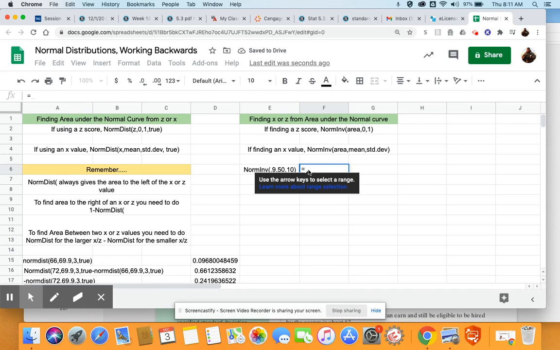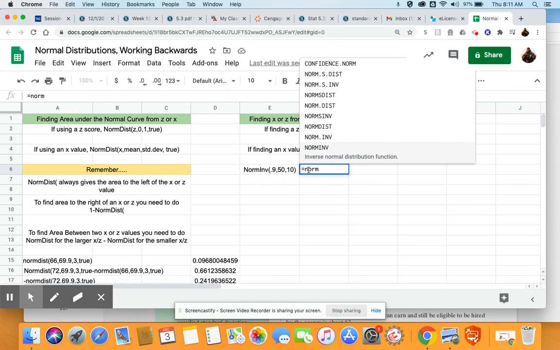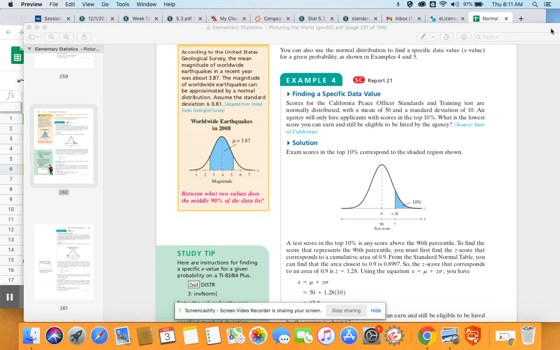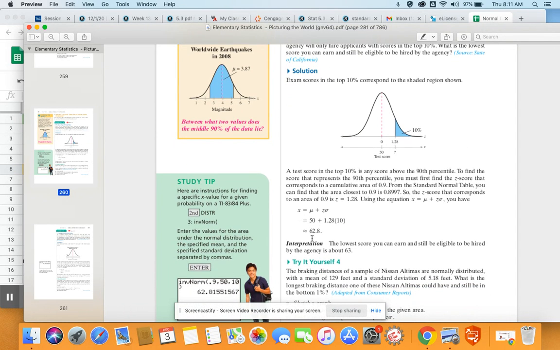Now we're just going to add the equal sign so that it knows it's an equation. Normal inverse, and you'll see it pops up here. 0.9 for our area, 50 for our mean, 10 for our standard deviation. And it tells us the lowest score you could achieve is 62.815. And we'll take a look here. They say approximately 62.8. This was a case where they had already given you the z-score.